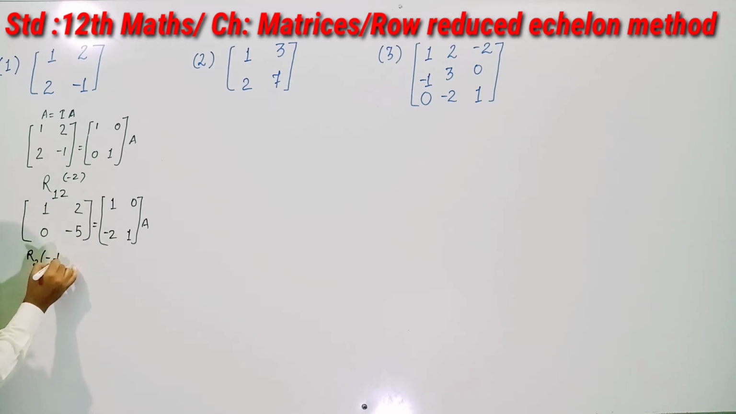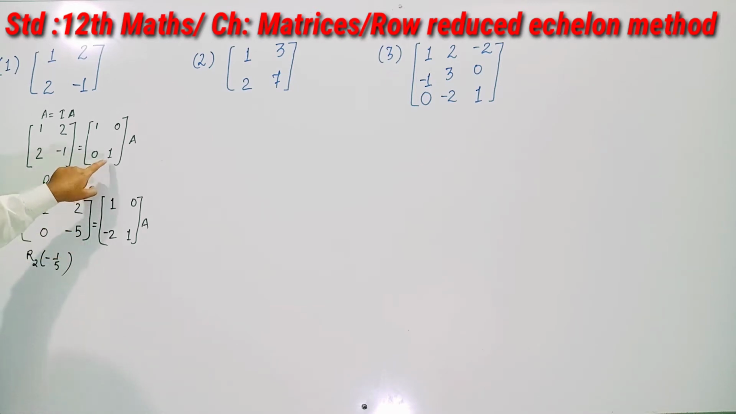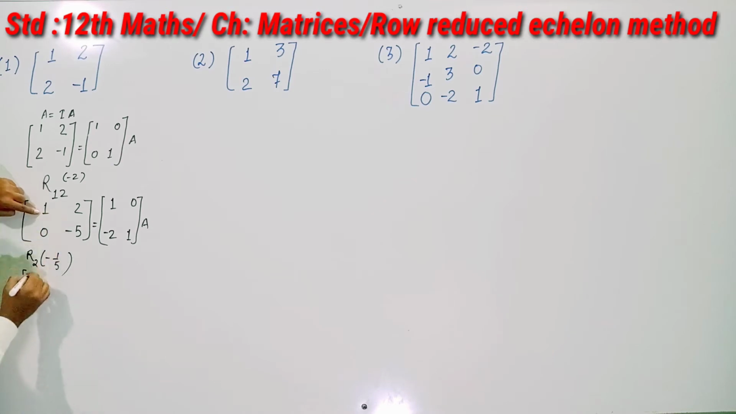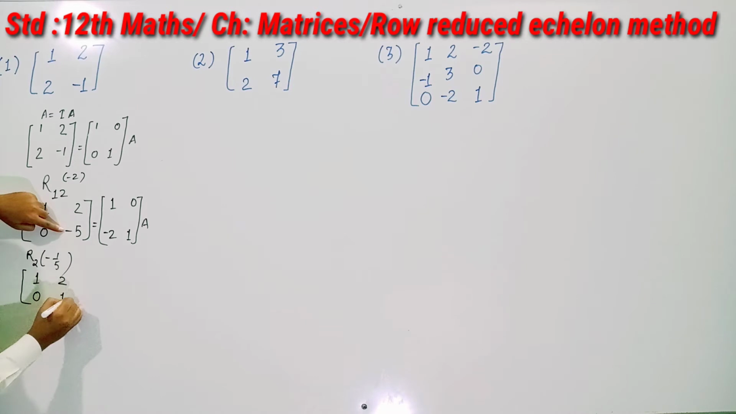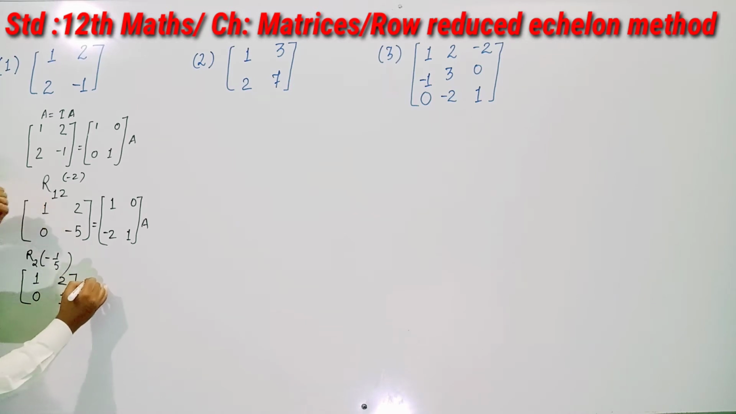Multiplying by minus 1 by 5. So if R2 is multiplied by minus 1 by 5, minus 5 will be cancelled by minus 5, so we will get ultimately 1 over here. By the next R2, no change will be over here. So 1, 2. R2 is multiplied by minus 1 by 5. So 0 into minus 1 by 5, 0. And minus 5 into minus 1 by 5, we will get 0 over here. Understood, students?